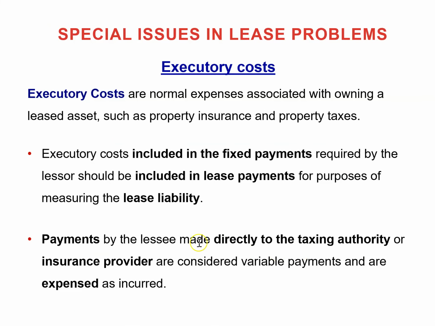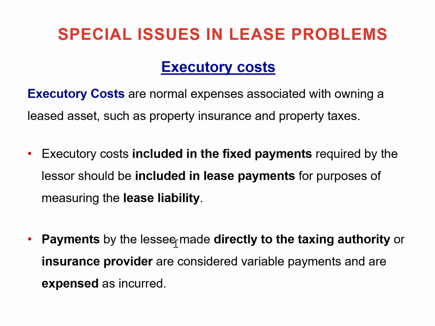Now we will learn about some executory costs. So executory costs are some type of cost that is actually related to owning an asset. For example, if you lease a building, the building might have insurance and property tax, or a few other executory costs. Now, whether we will include them or not when a lessee calculates the lease liabilities.